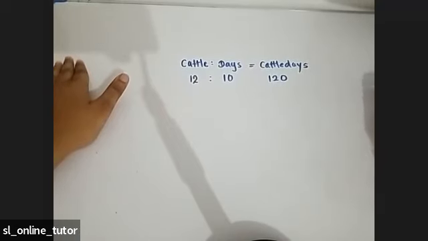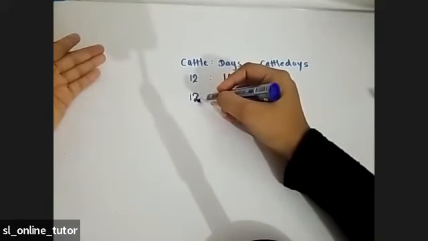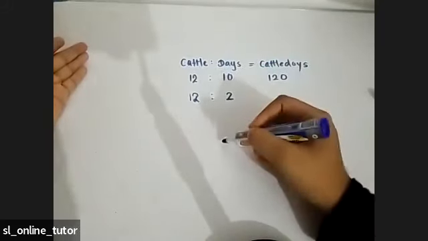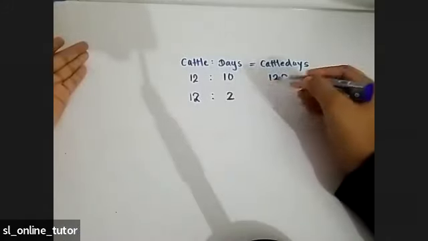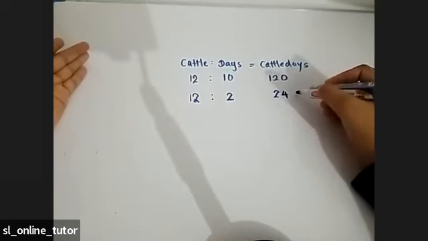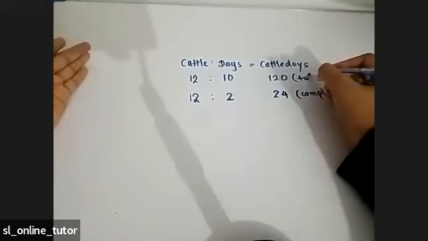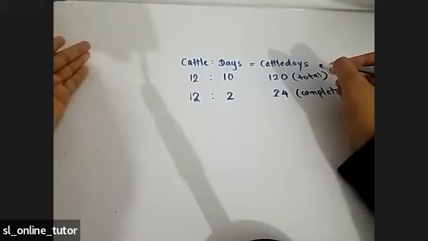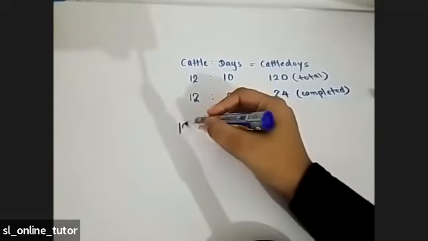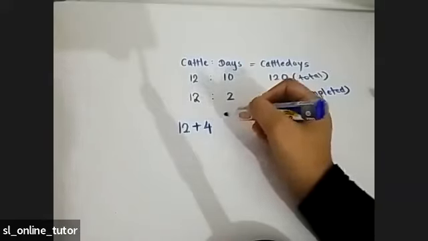Now, after 2 days means all these 12 cattle survived for 2 days. They have completed 2 days. So how much food is finished now? 12 into 2, 24. 24 cattle days is completed. That means finished. Now this is the total. Now it says after 2 days, another 4 cattle were bought. Now these 12 are also there, and another 4 also came. Okay, just keep it.